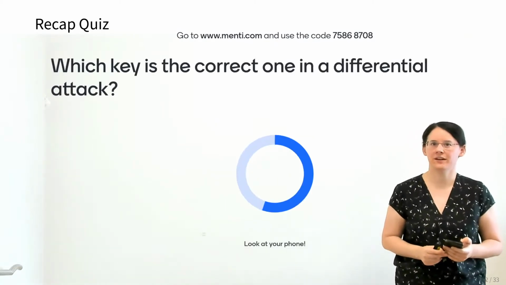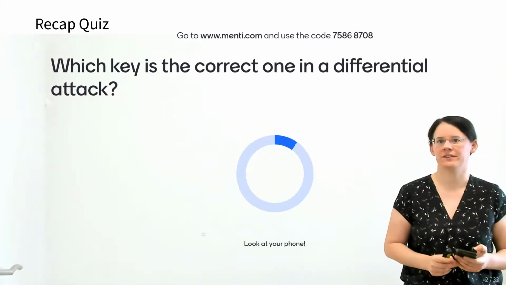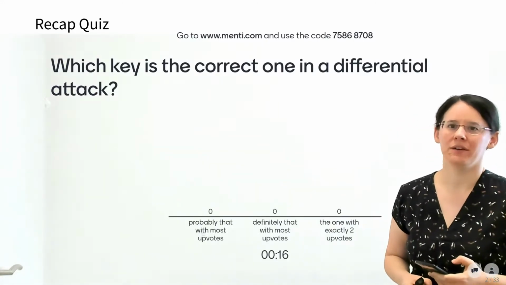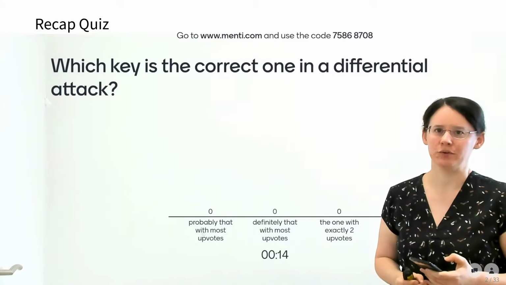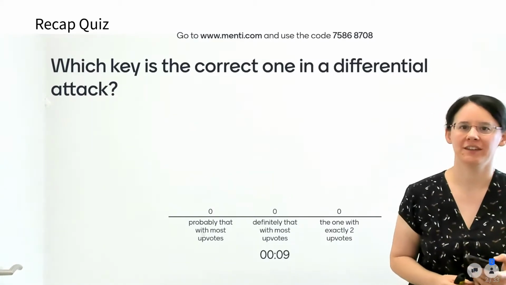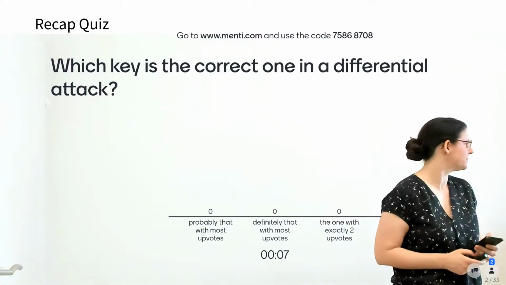Which key is the correct one in a differential attack? How do we recognize it? Is it probably the one that received the most upvotes? Is it definitely the one with the most upvotes? Or is it the one that got exactly 2 upvotes?